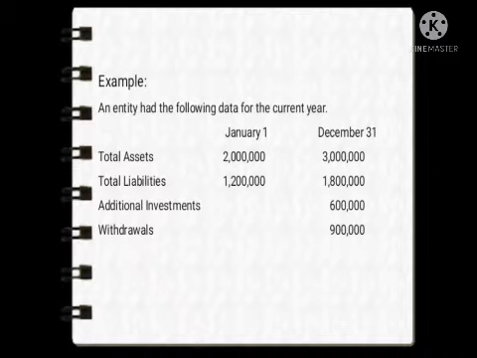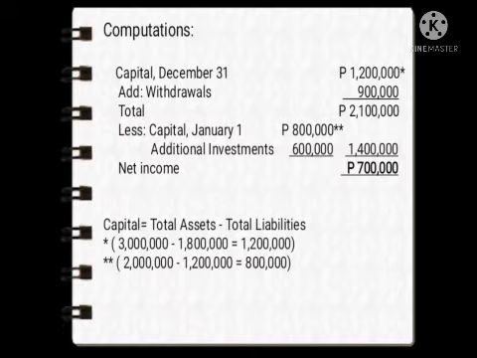So, you get the capital first at the end of the year, the total assets minus total liabilities, which is 3 million minus 1,800,000 is equal to 1,200,000. Add the withdrawals, which is 900,000. The total is 2,100,000. Less the capital in January 1, which is obtained from total assets, which is 2 million, minus total liabilities, which is 1,200,000, is equal to 800,000.